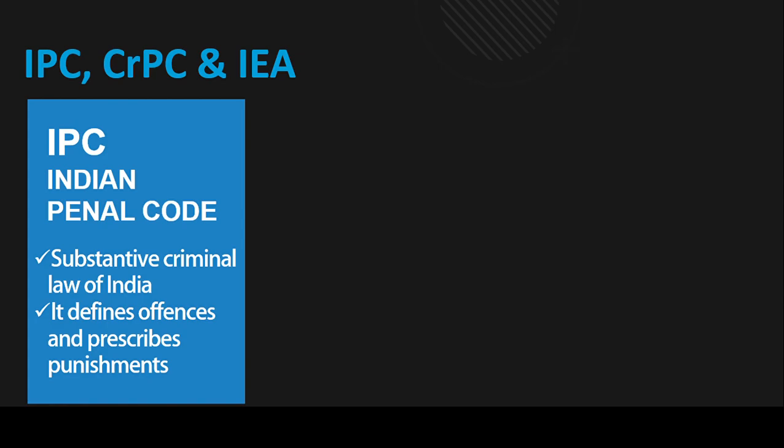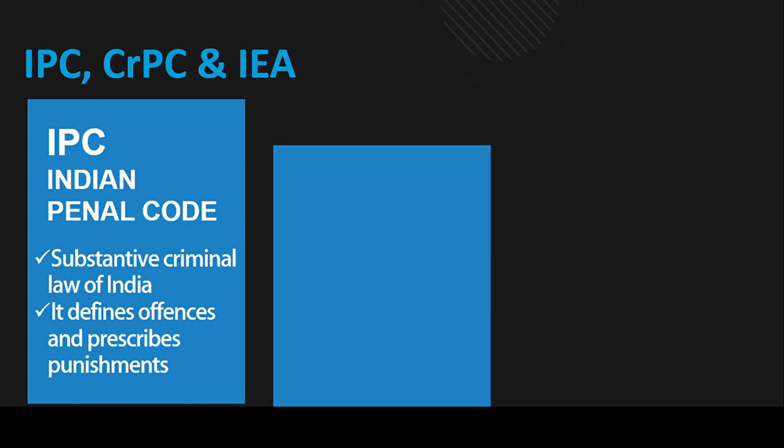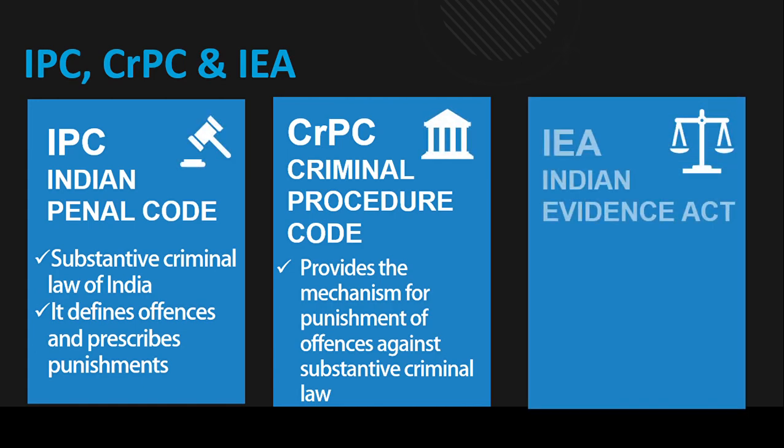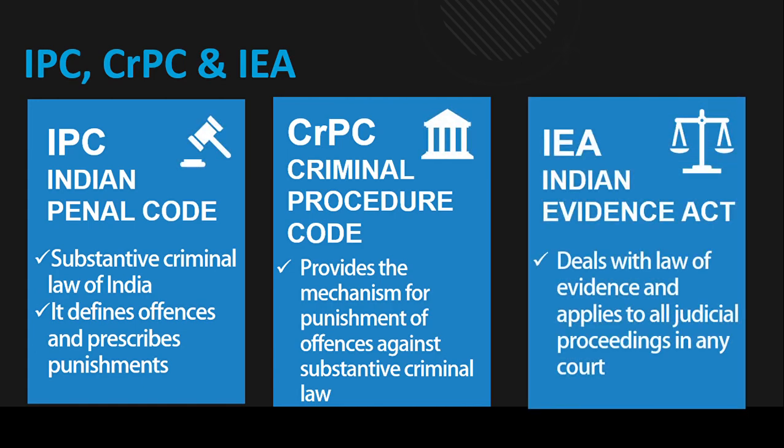So, what is an offence in India and what is the prescribed punishment for it is all decided on the basis of the IPC. Next, we have the CrPC, that is the Criminal Procedure Code, which provides the mechanism for punishment of the offences which are against the substantive criminal law. So, what is an offence is decided by the Indian Penal Code, and the mechanism for the punishment is decided by the Criminal Procedure Code. Next, going on with IEA, which is the Indian Evidence Act. It deals with the law of evidence and applies to all the judicial proceedings in any court inside India.